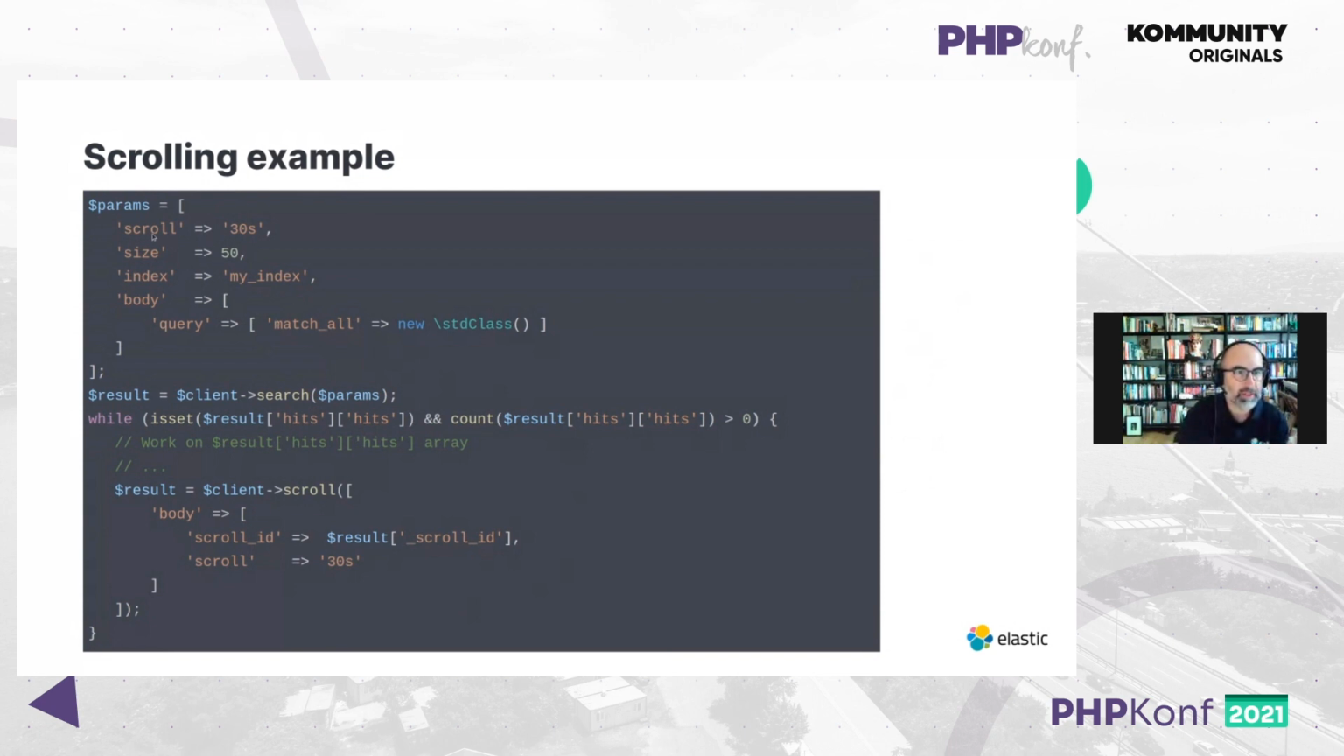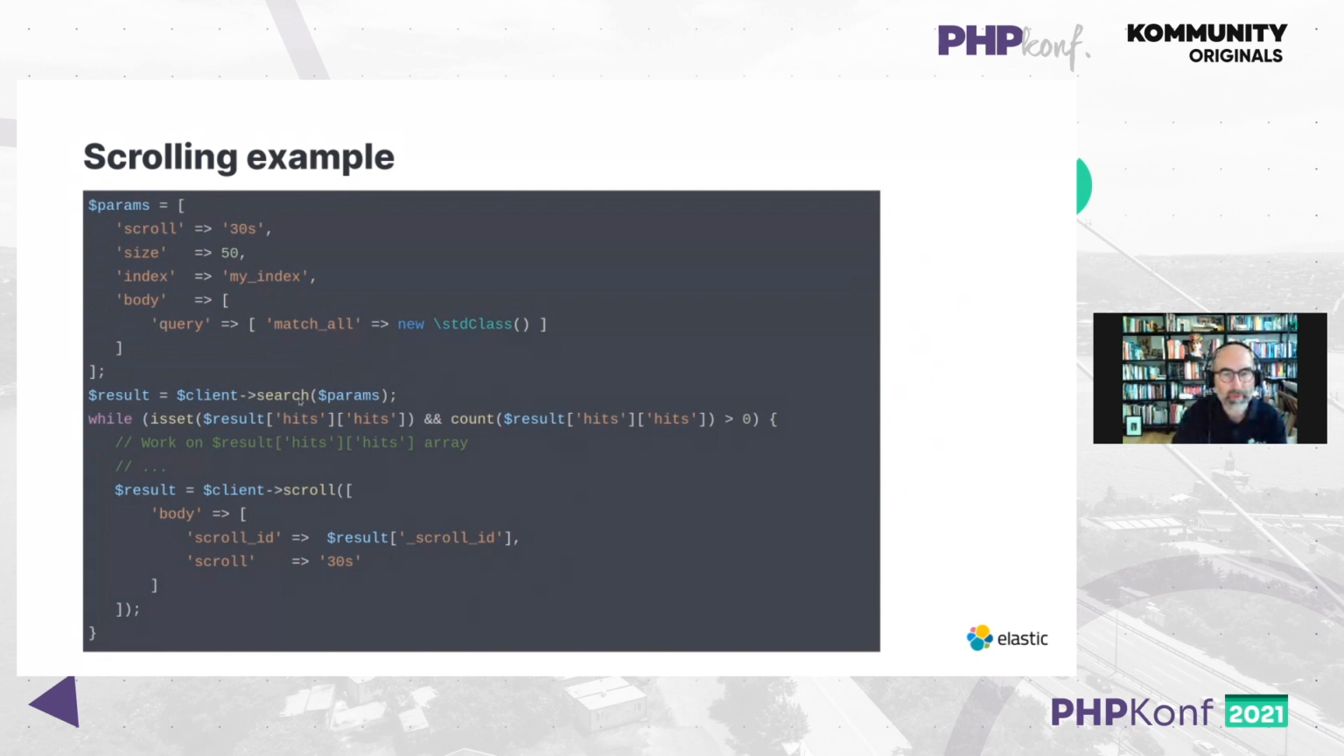We have to specify the scroll here, that is 30 seconds. So this is the time frame where the snapshot will be alive, basically. The size: we are saying, okay, we are interested in having 50 documents for each page, the index, the documents, and the query. In this case, again, it's a match all.